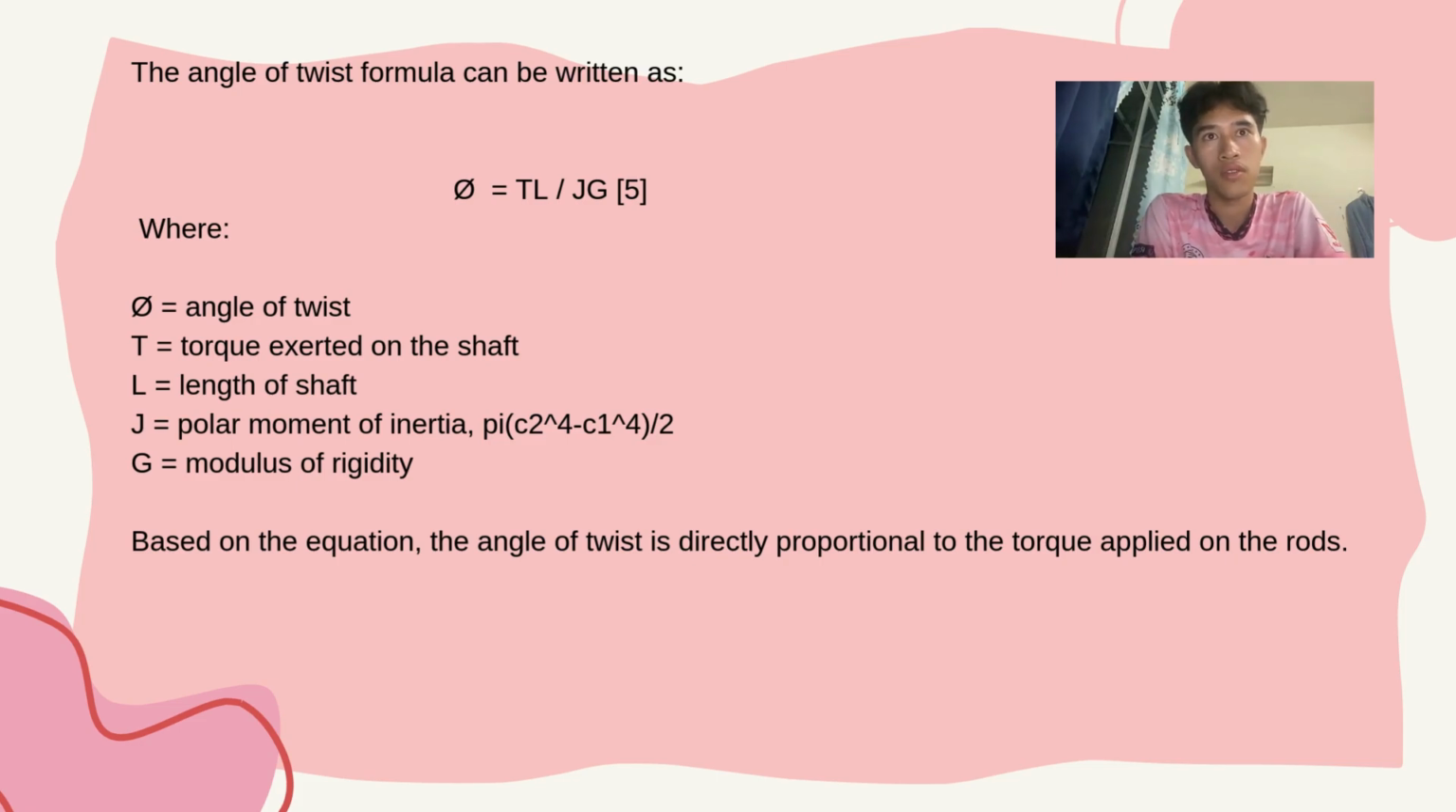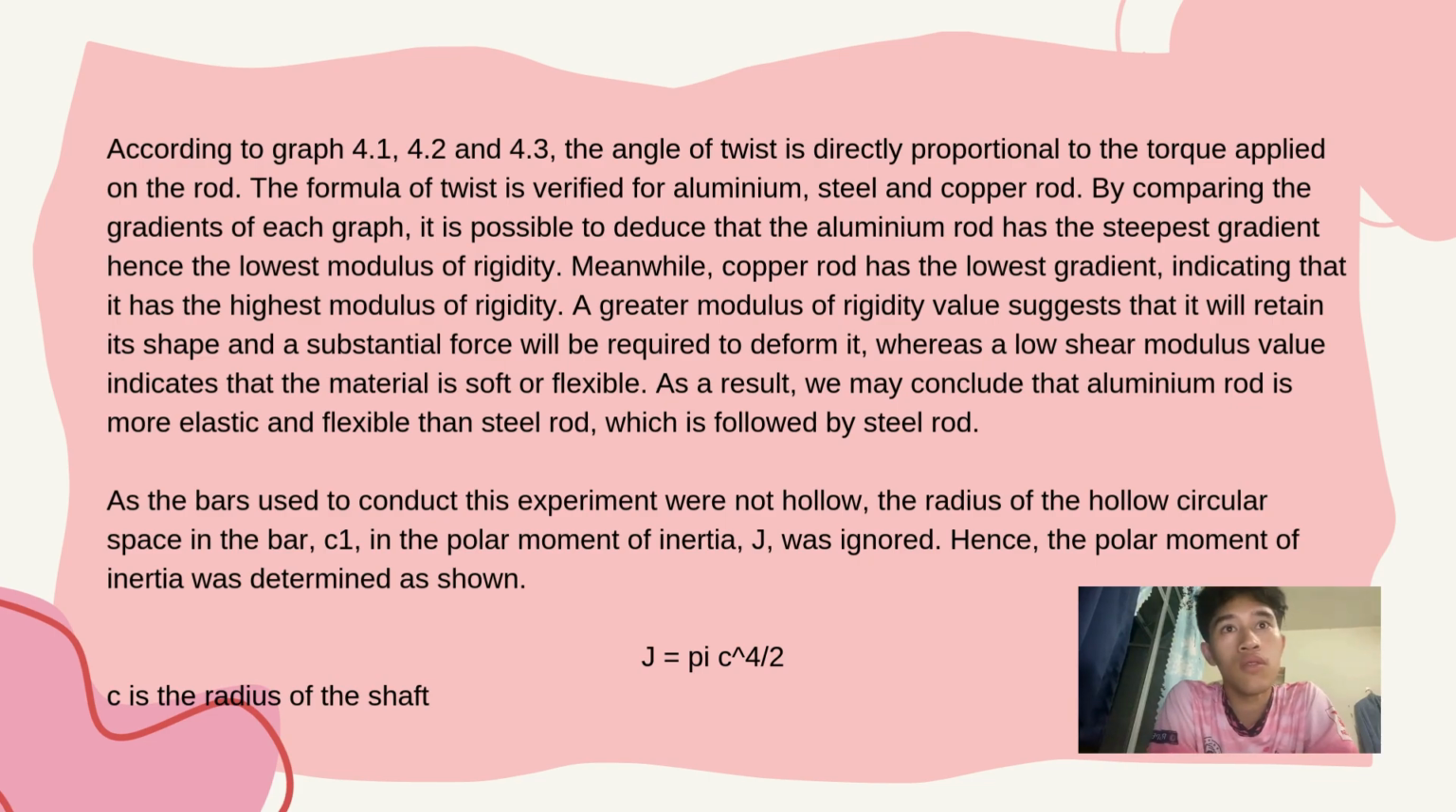So for the discussion part, the angle of twist formula can be written as this. Based on the equation, the angle of twist is directly proportional to the torque applied on the rods. According to graphs 4.1, 4.2, and 4.3, the angle of twist is directly proportional to the torque applied on the rod. The formula of twist is verified for aluminium, steel, and copper rod.